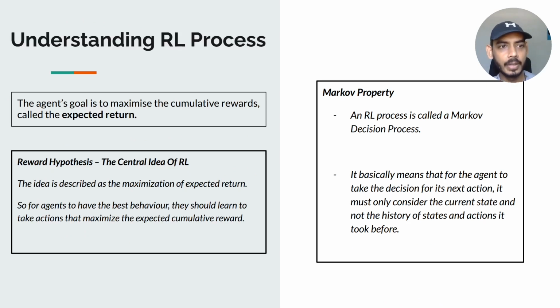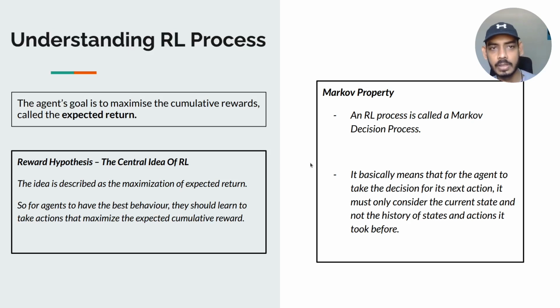Now, the whole goal of an agent in RL is to maximize the cumulative rewards, which is called the expected return. There is something called the reward hypothesis, which is the central idea of reinforcement learning, and the key idea of that reward hypothesis is to maximize the expected return. So you have to ensure you take a set of actions which keeps giving you positive rewards. When you keep getting positive rewards, the agent will be in its best behavior. This can be done only when it takes very good actions which will maximize the cumulative rewards.